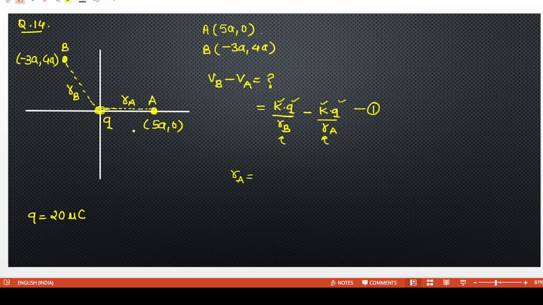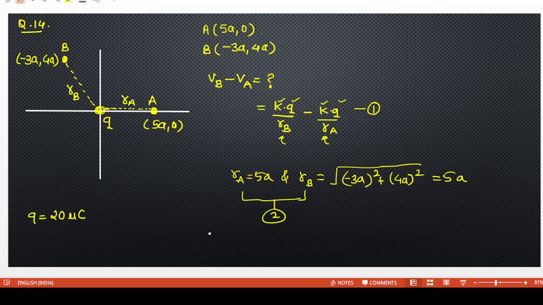What will be RA? What will be this distance? Clearly it is 5a, 0 means 5a. And what will be RB? It is -3a and this is 4a. You can use Pythagoras theorem. So it is simply going to be under root (-3a) square plus (4a) square. So that will be 5a square. So that will be again 5a. You can call this as equation 2. Now you can use equation 2 in equation 1. What will be the answer of VB minus VA?